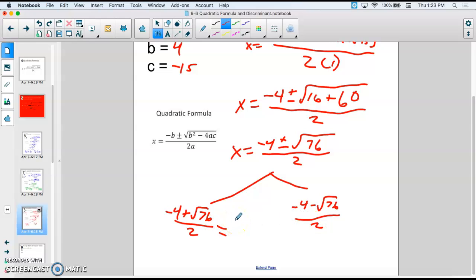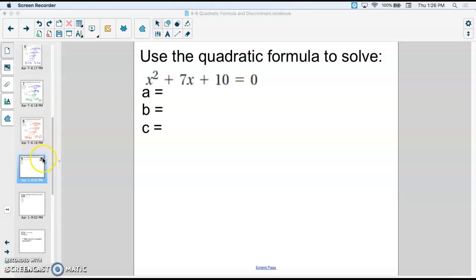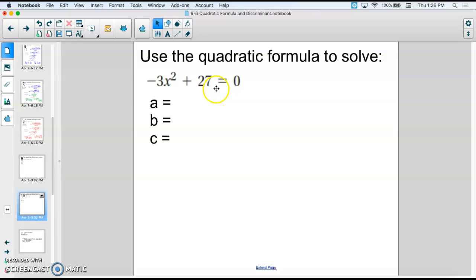Okay, calculator time. Negative 4 plus the square root of 76 equals, divided by 2 equals 2.4. There's one of your answers. And then negative 4 minus the square root of 76 equals, divided by 2 equals, we get negative 6.4. So those are our two answers. The next one we're going to skip over just for the sake of time. We're going to move on to the last problem here.